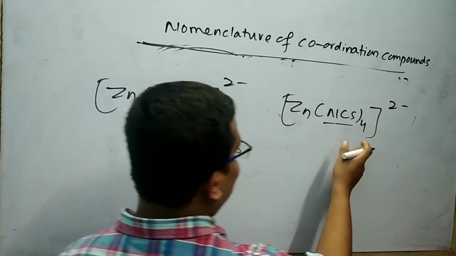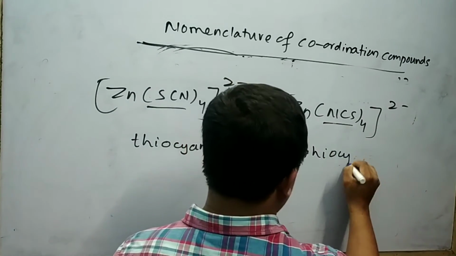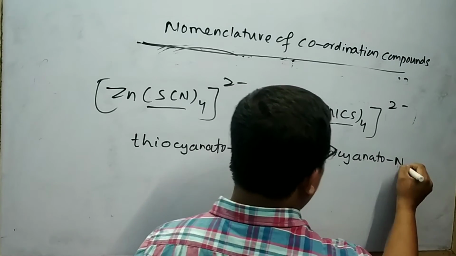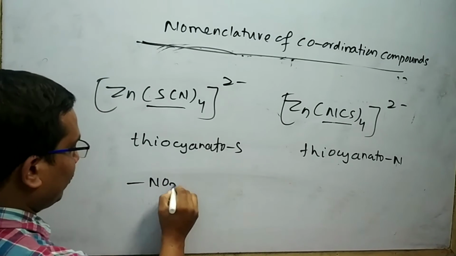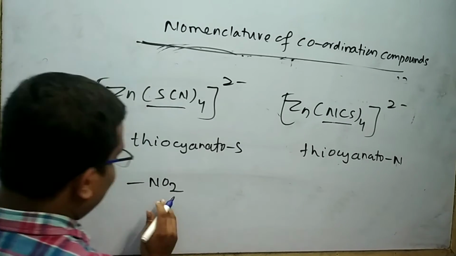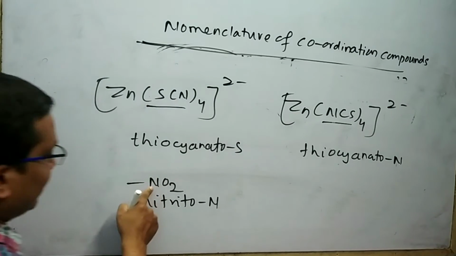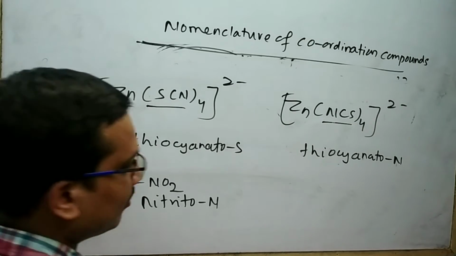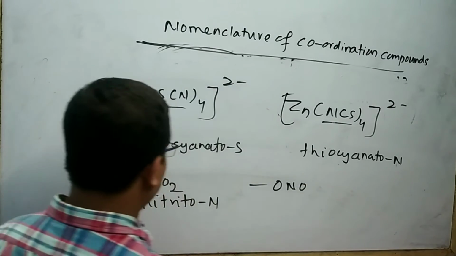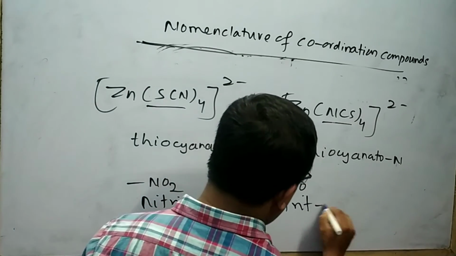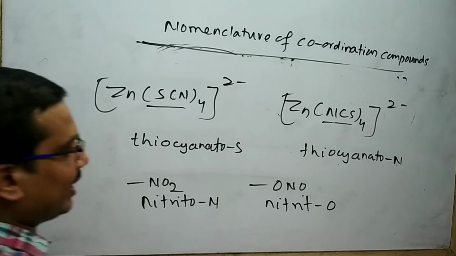Similarly, when I write the name of this ligand, it is bound to be written thiocyanato N because N coordinates to the zinc. Similarly, I can write bond NO2. For this ligand, I can write nitrito hyphen N because N will coordinate with the central metal atom or ion. On the other hand, for bond ONO, it is bound to be written nitrito O because O will attach to the central metal atom through a coordinate bond.